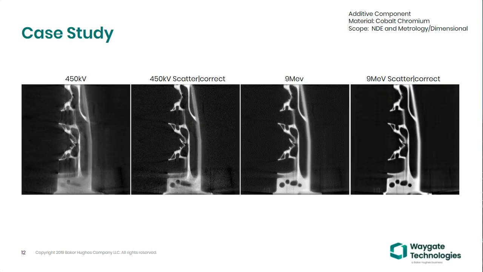Okay, here's that other component that I showed earlier. Again, the top area with the scatter correction in the 450, you were getting close to good enough. With the 9 MeV, and then taking it a step further with 9 MeV with scatter correction, you're starting to see a much cleaner data set that you're able to do dimensional analysis on for this component as well. This, again, is another additive component, cobalt chromium, requiring both NDE and dimensional.